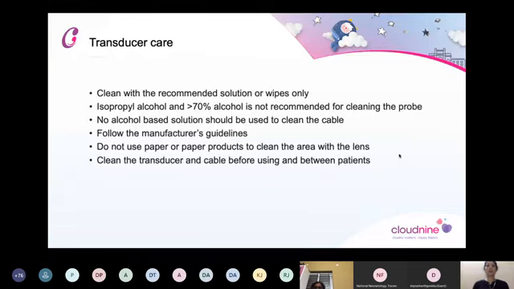Transducer care. Now the transducer needs to be cleaned with the recommended solution or wipes only. It's best not to use any alcohol based cleaning solution because that can damage the transducer. It's best to follow the manufacturer's guidelines, and it's best not to use any paper or paper products because that can also scratch the transducer lens. And always clean the transducer and the cable before using for any point of care ultrasound, and of course between patients, because we would not want to spread any infection from one baby to another if any.